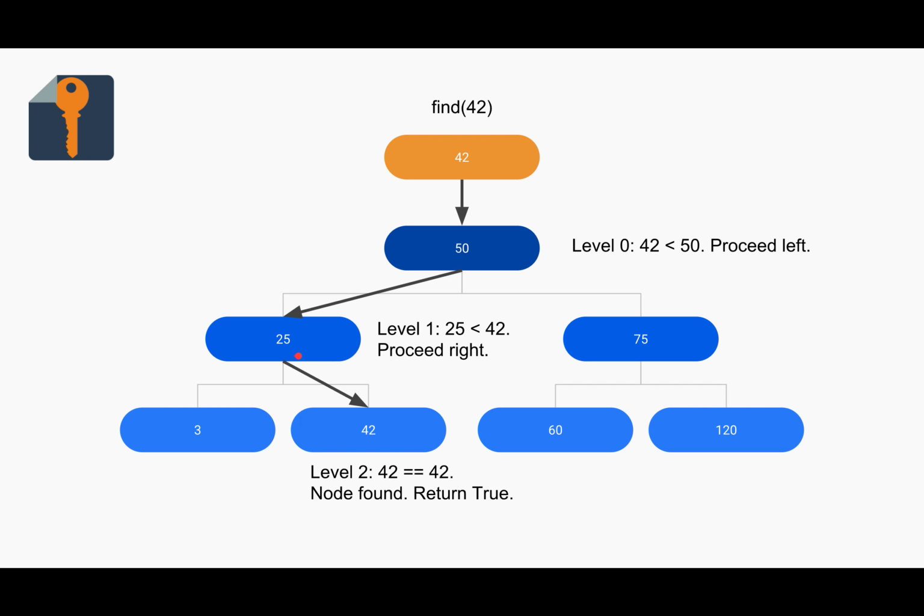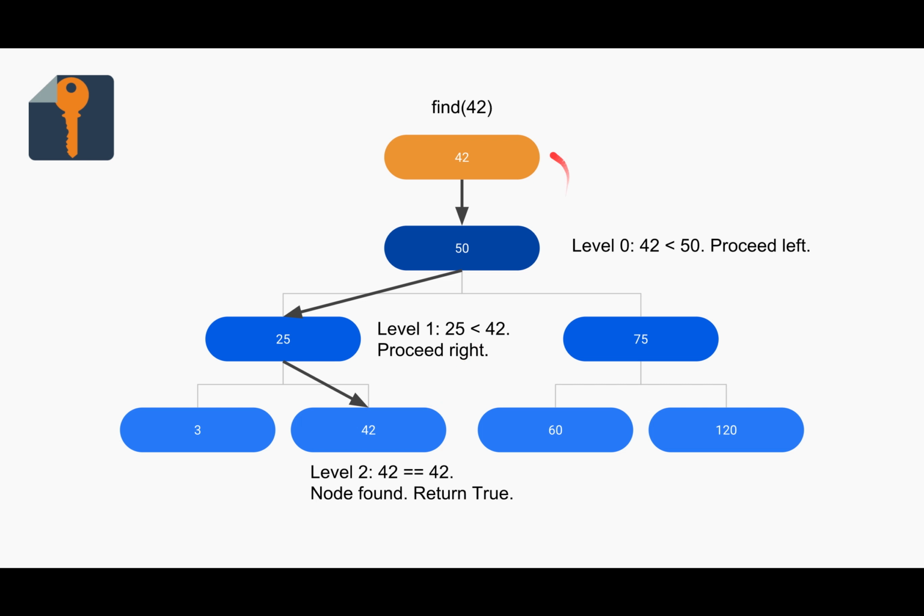Now we're looking at 25 versus 42. Well, it's not equal, so it's not what we're looking for. 25 is less than 42, so we'll proceed to the right. Now we've found what we're looking for. 42 is equal to what we're searching for. We've found it and we can return true.